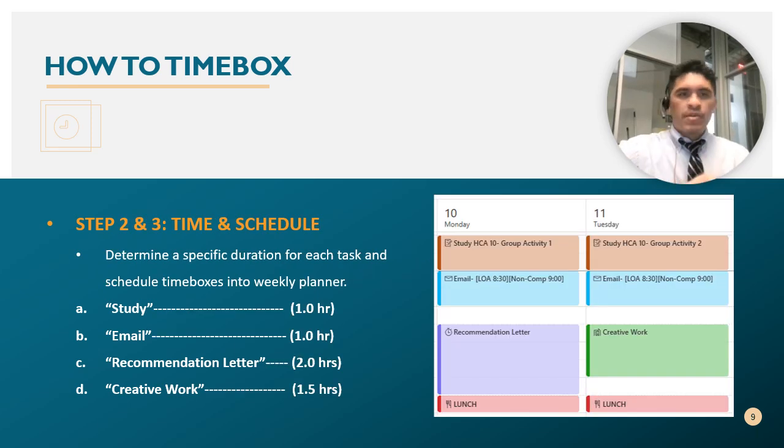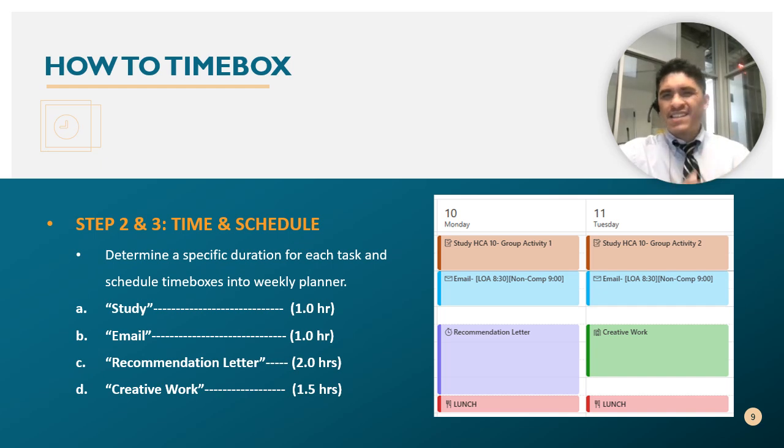Next, very simple, I'm going to choose how much time I'm going to give each task. So for studying, I want to study for 1 hour. I want to email no more than 1 hour. I'm going to give myself 2 hours to write a recommendation letter. And I'm going to give myself 1.5 hours for just creative work.